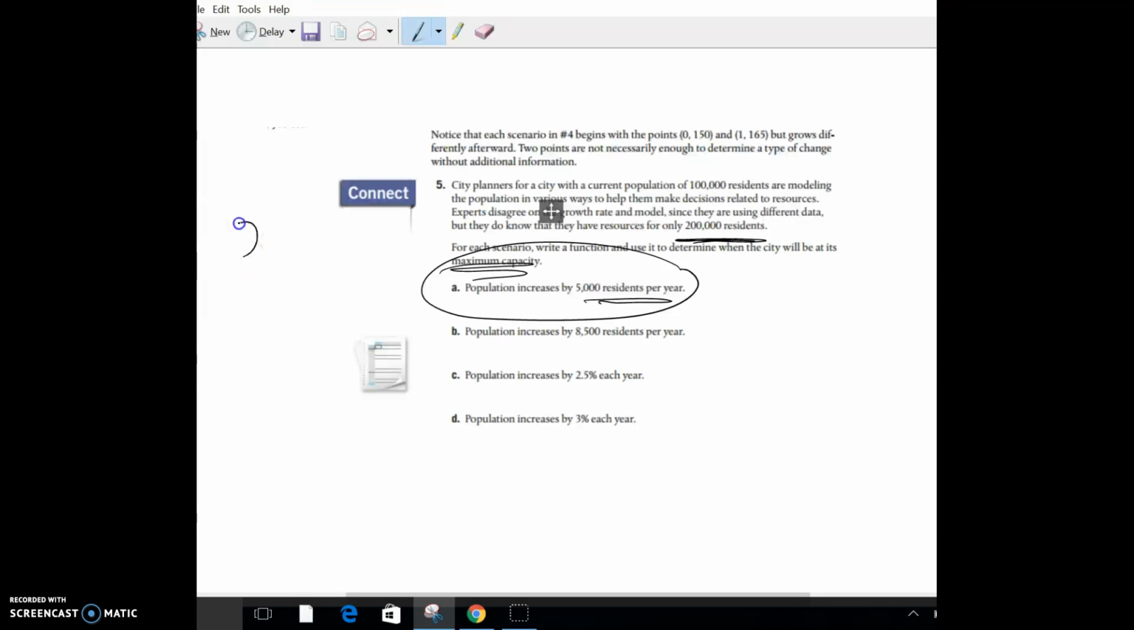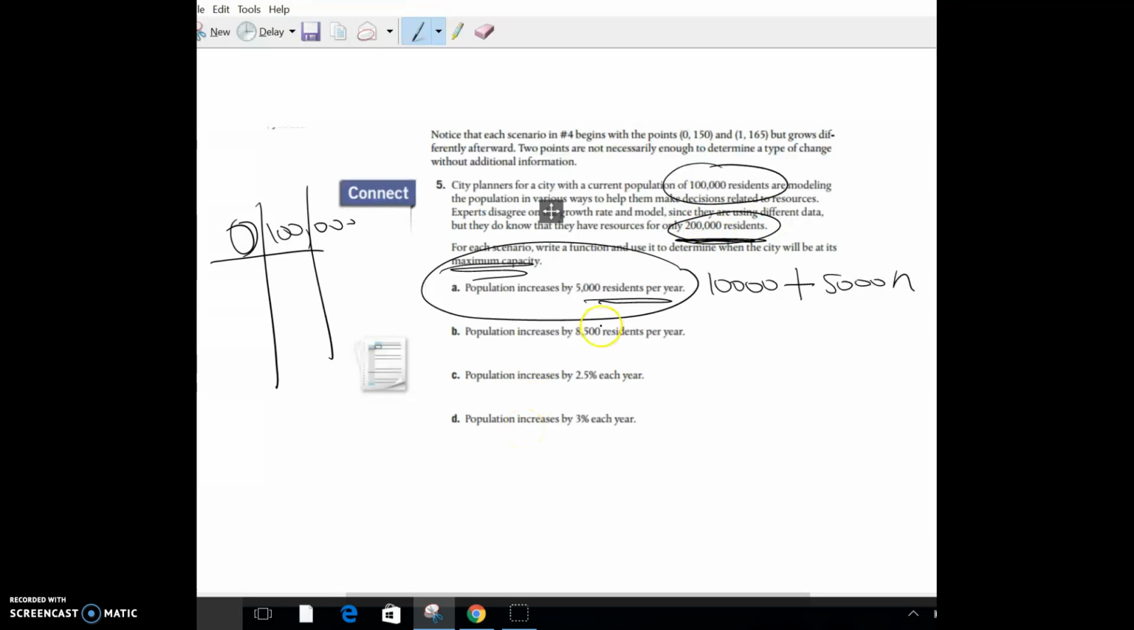So again, at time 0, what is my starting amount? How many people did I have? It looks like they're starting out at 100,000 people. So 100,000 people, adding constantly more and more people, 5,000 per year? So that's your n. We'll come back to this in a second.